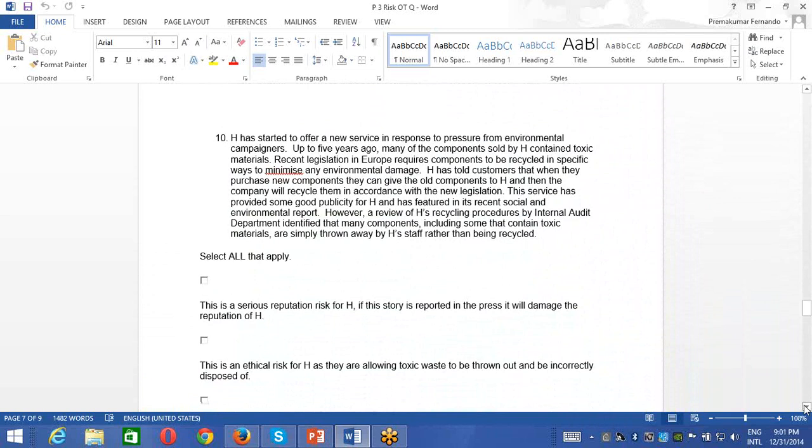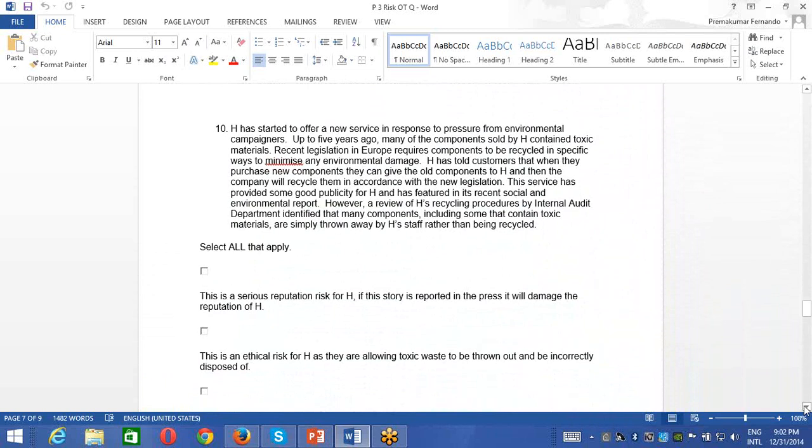This is a serious reputation risk for it if this story is reported in the press and it will damage the reputation of A. What do you think? I think it's a definite reputational risk, also because you are telling something and doing something else, isn't it? Yes. It's a reputational risk because the media will expose it and say, look here, they put it in the report saying this thing, that thing, but what they are doing is something totally different. It's a reputational risk. What about ethical risk?